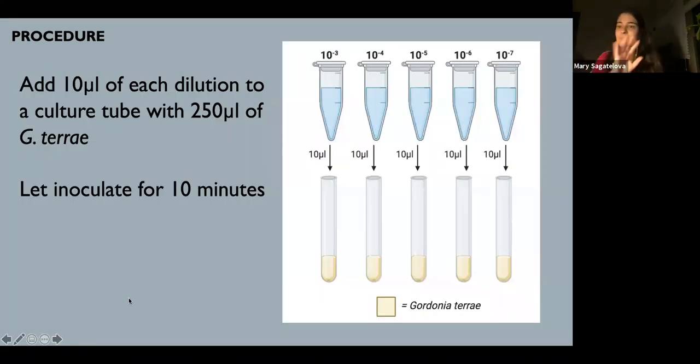So these next steps are identical to what we did 2 weeks ago. You're going to take 10 microliters of each dilution that you are going to be plating, right? Whatever 5 dilutions you're plating, you're going to take 10 microliters of them. You're going to add them to 250 microliters of your Gordonia in culture tubes that are appropriately labeled. You are going to let that inoculate for 10 minutes undisturbed, okay?